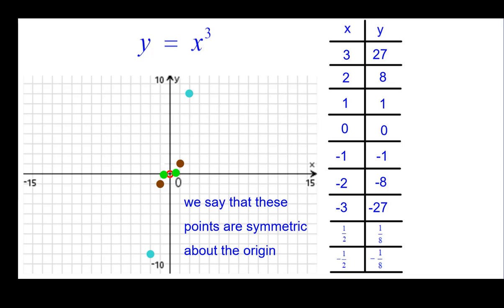And these two, we say that these points are symmetric about the origin. That's the phrase we're going to use, symmetry about the origin. And even the large ones would have that. 3, 27 and -3, -27 would have that.